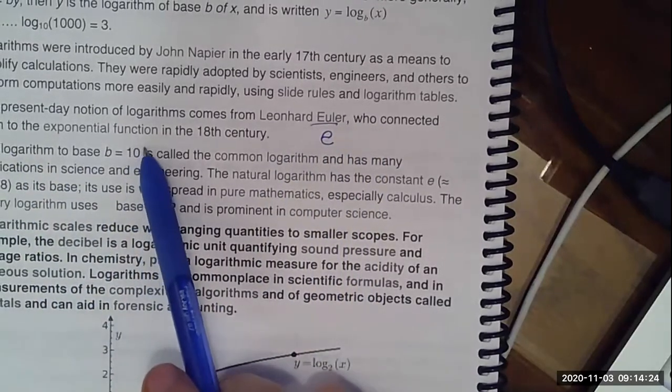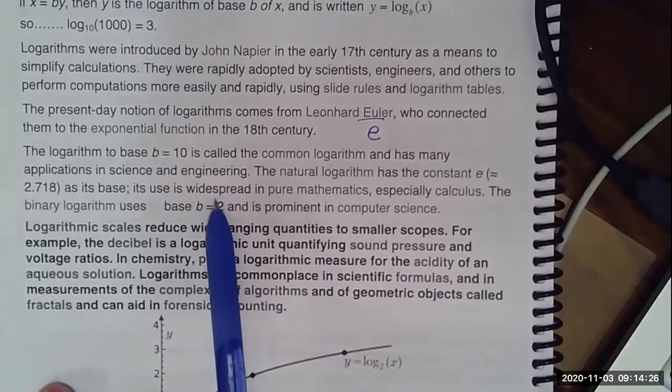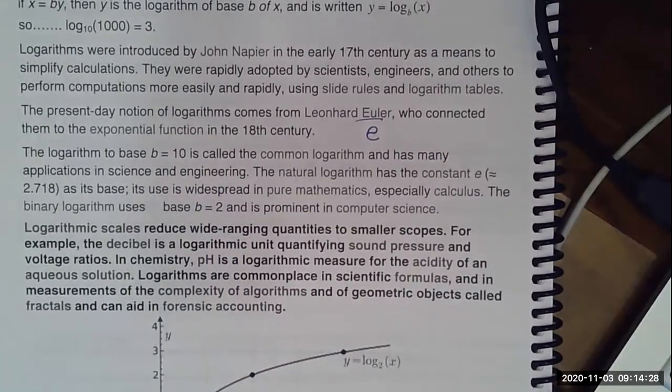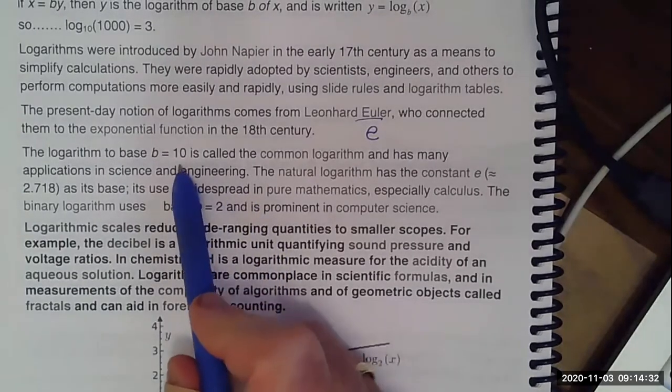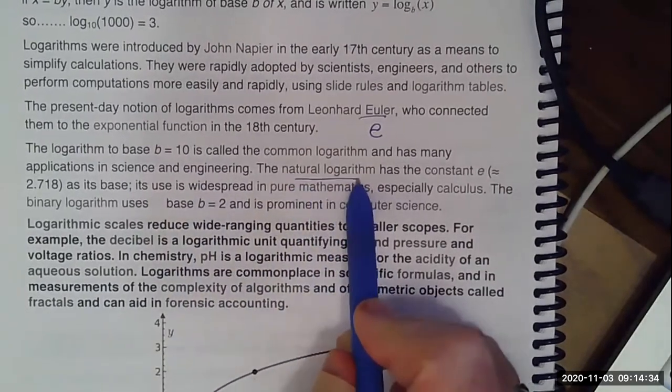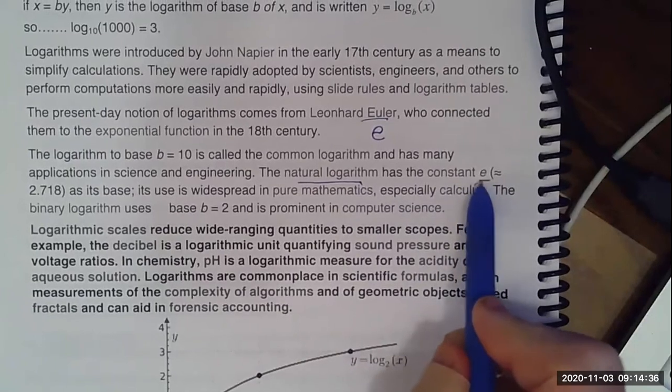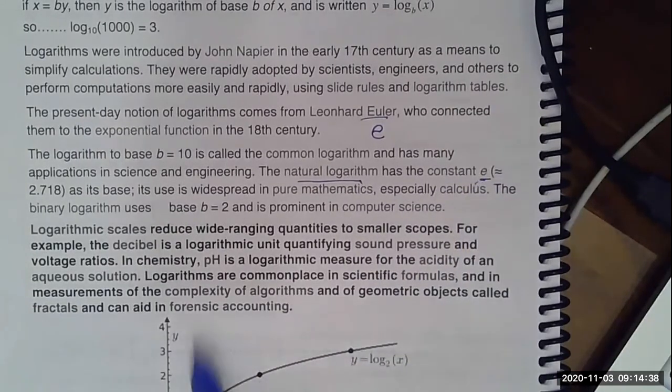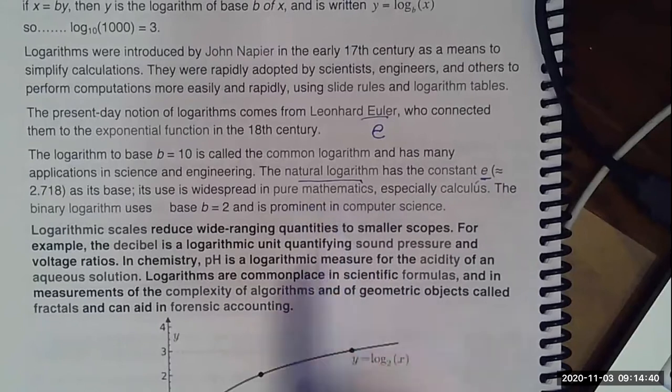There's a base 10, by the way. Base 10 is called common logs. Base e is called natural logs. So base 10, common logs. Natural logs is base e. And you can Google it, find out how logarithms base e, natural logs, are really used and why.